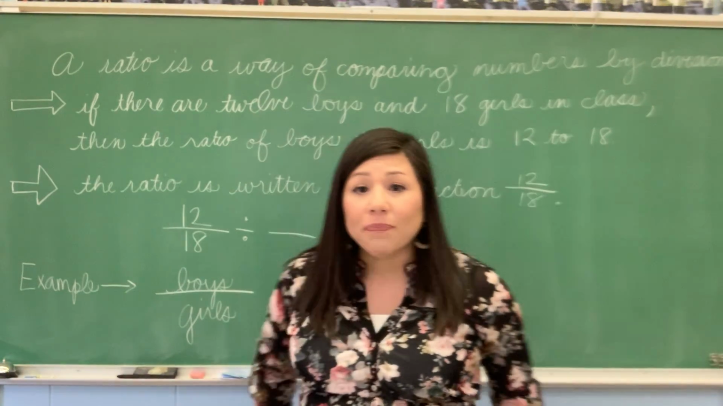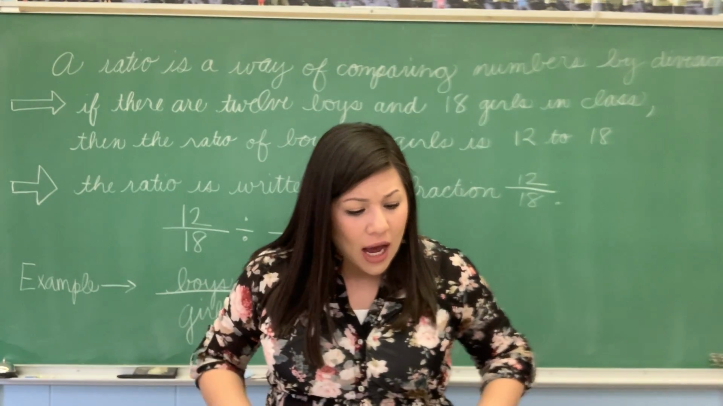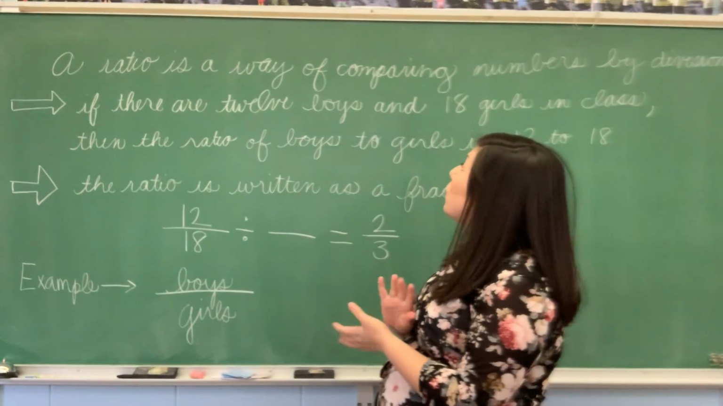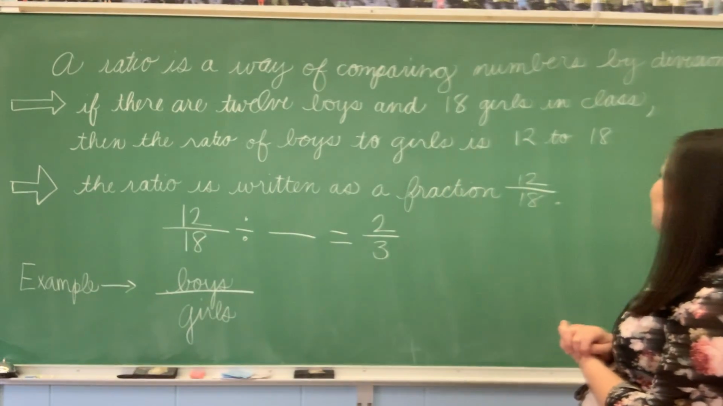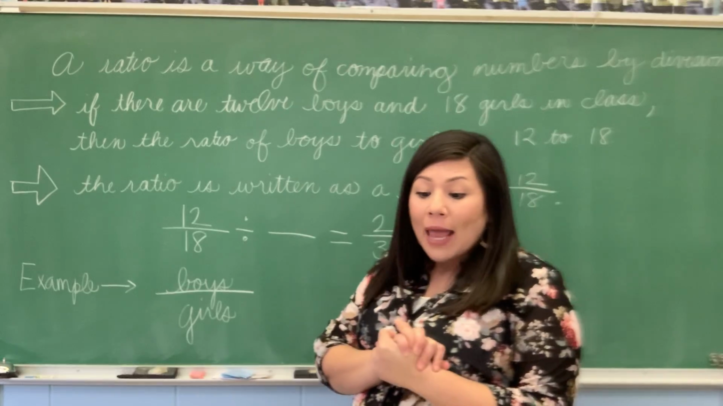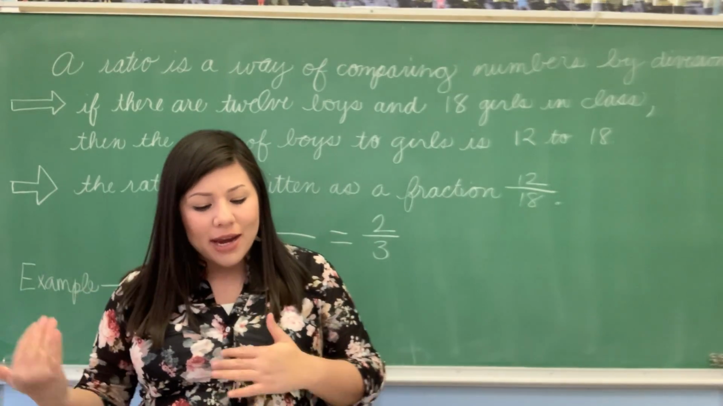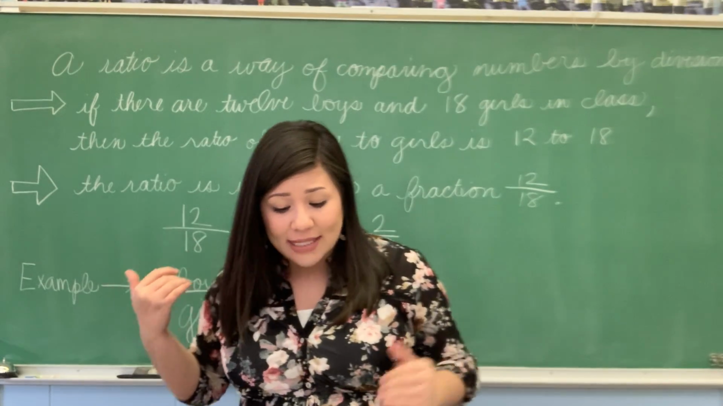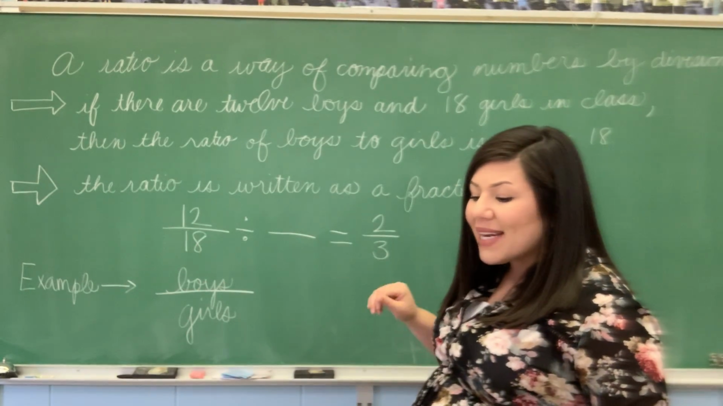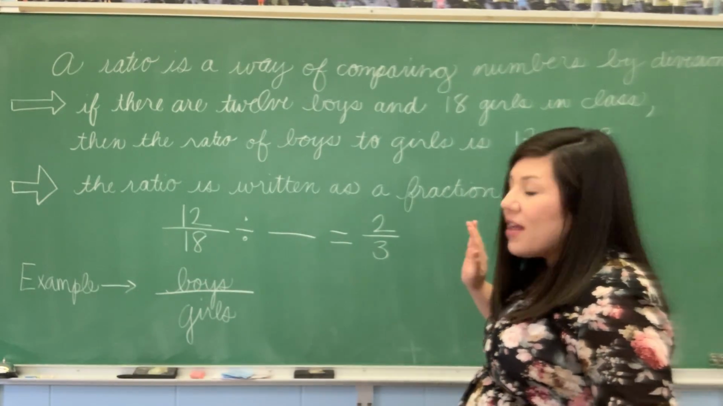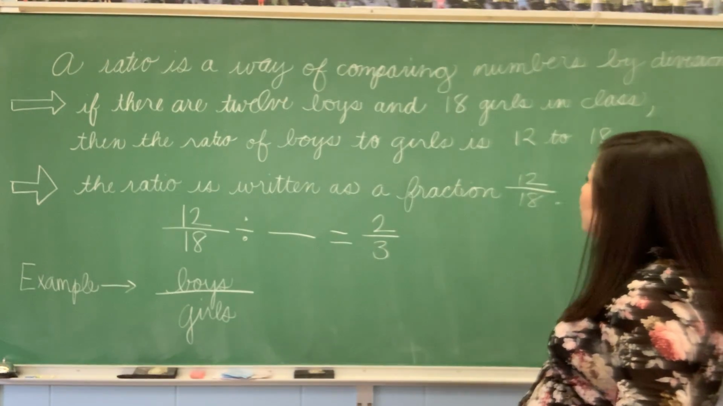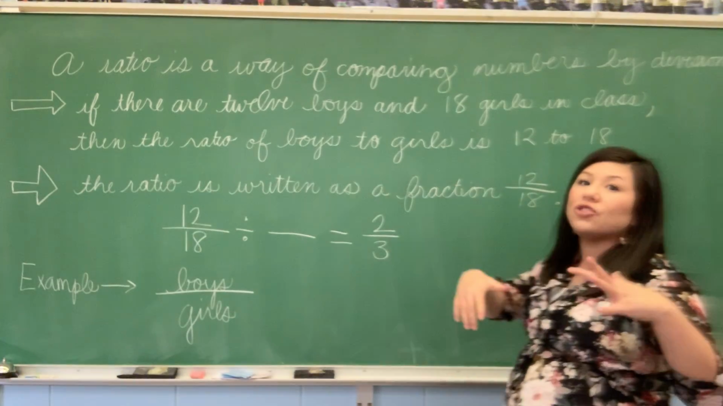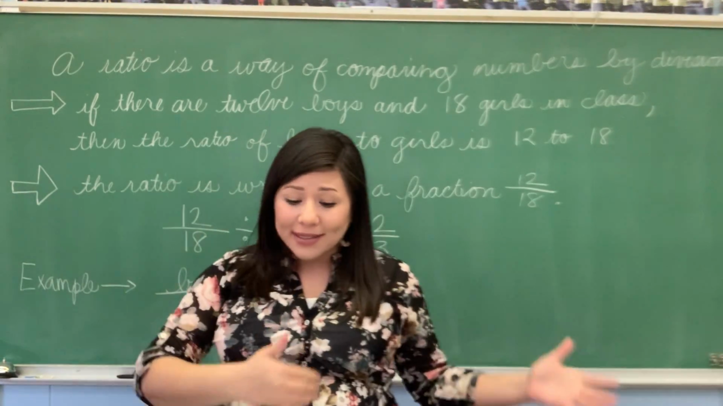Alrighty, let's look here. You ready? Let's start with ratios today. A ratio is a way of comparing numbers by division. If I had this example like I have on the board, it says if there are 12 boys and 18 girls in a class, then the ratio of boys to girls is 12 to 18. The ratio is just basically saying it's 12 to 18.